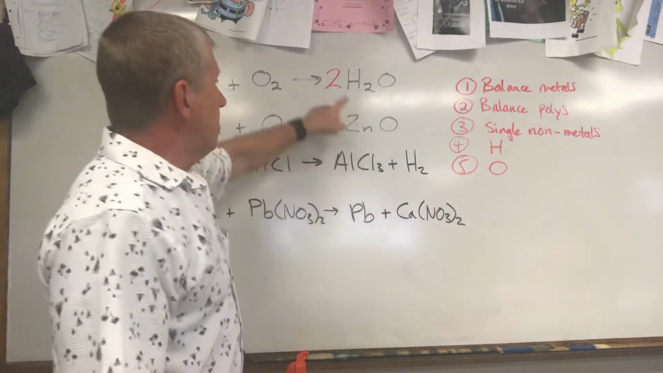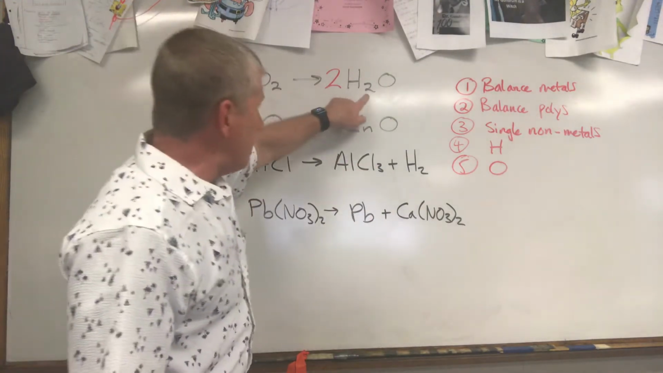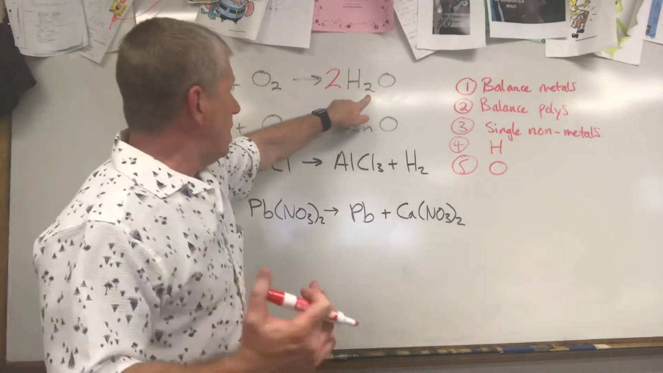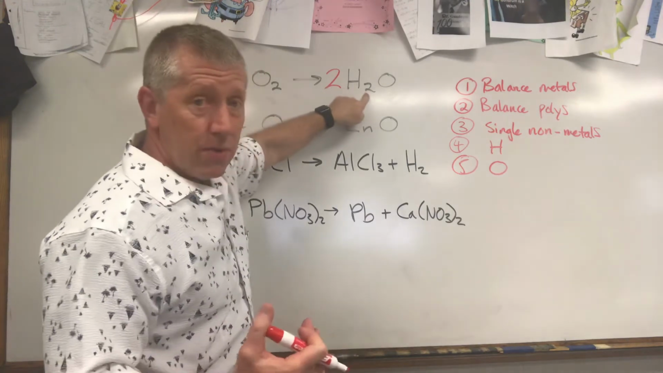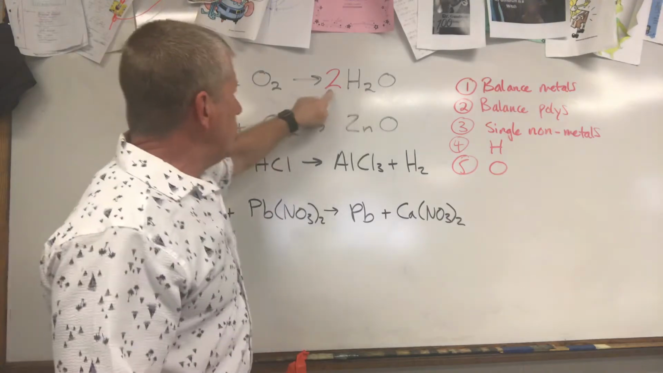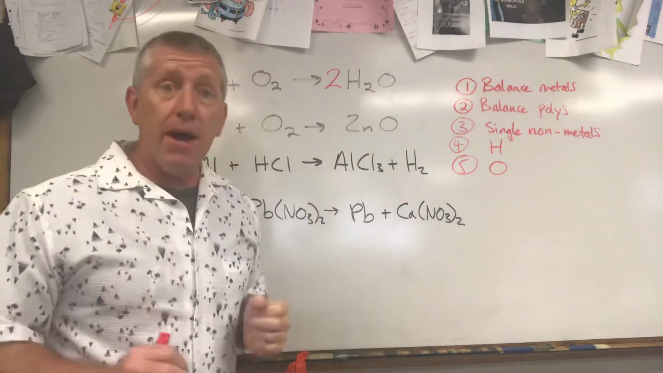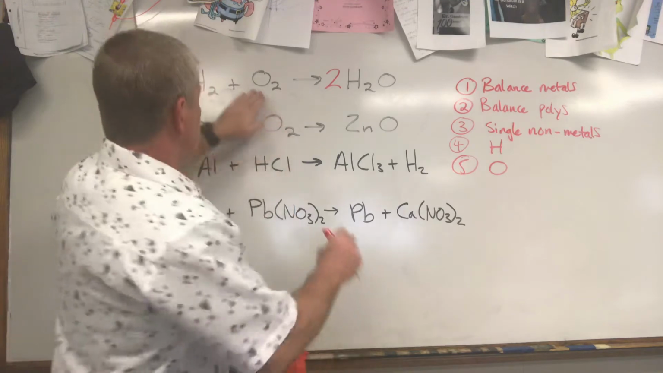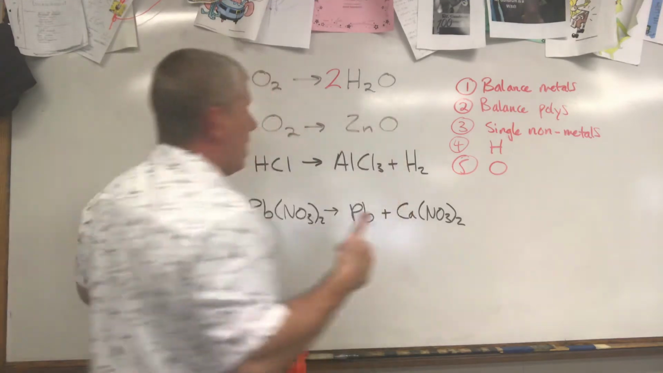That is a multiplier. That coefficient multiplies everything that it precedes. So in other words, I now have 4 hydrogens. What? That's a problem. Well, it's a temporary one, easy to fix. And 2 oxygens. I have my oxygen balanced. 2 oxygens, 2 oxygens. Nice.